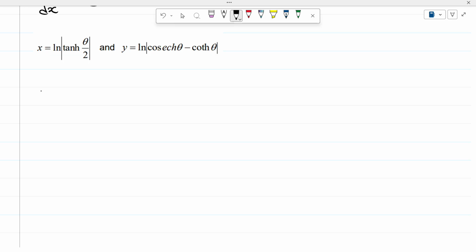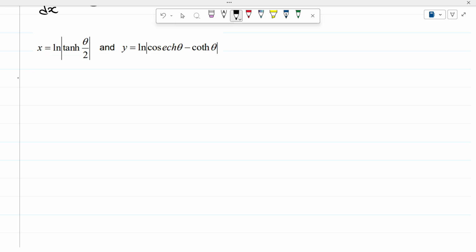So we now have x, which equals natural log of hyperbolic tan of theta over 2, as well as y, which equals natural log of hyperbolic cosec theta minus hyperbolic cot of theta. So we can see that we're given two equations with respect to that parameter theta. So we're given parametric equations here. We should find dy/dx, meaning we should differentiate x and y separately with respect to theta.